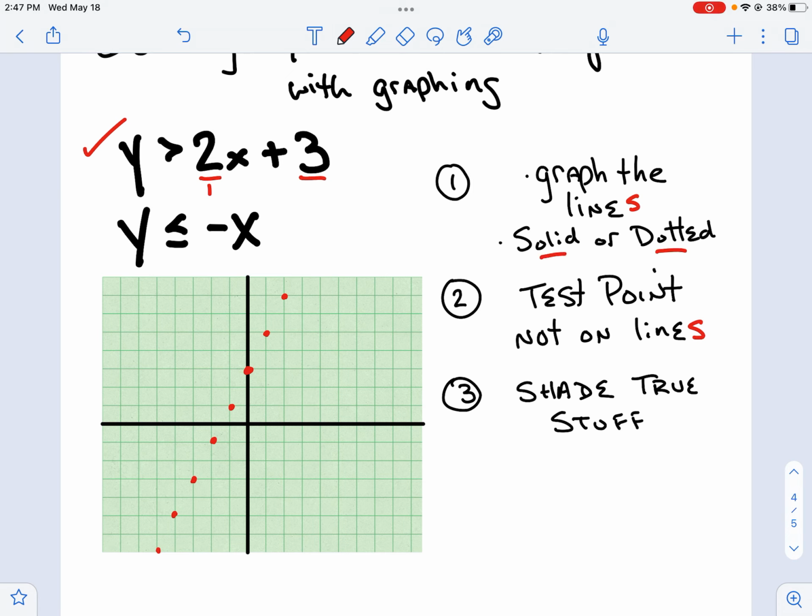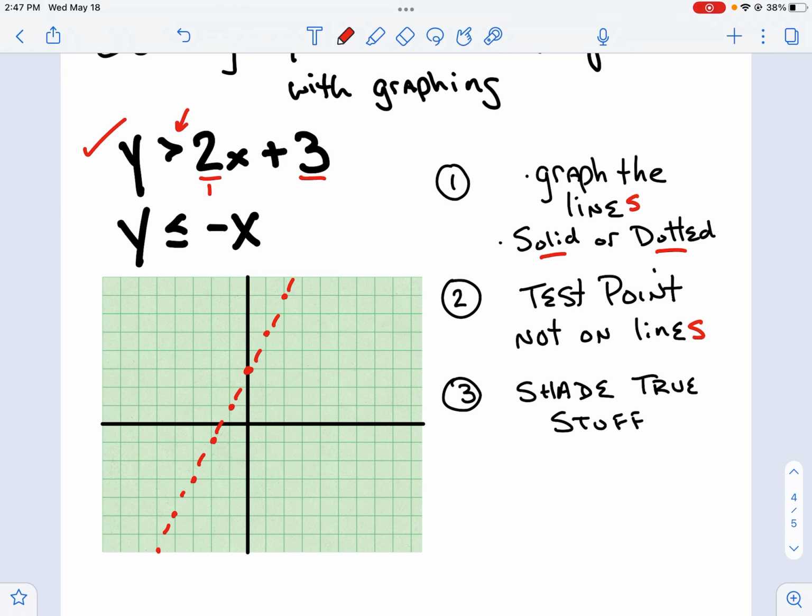I think about solid or dashed lines. That refers to this symbol right here. And since it does not have that extra little line at the bottom, if it had that line, I would make the line solid because it equals the line, but it doesn't. So I'm going to go ahead and dash this line. If you have a fancy tool, you can do it. I'm just going to dash it like that.